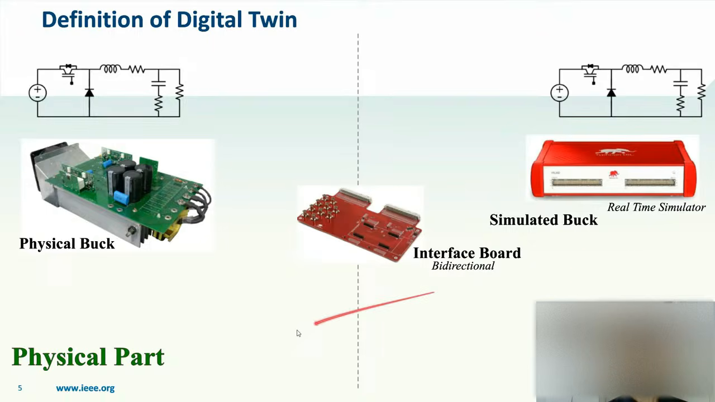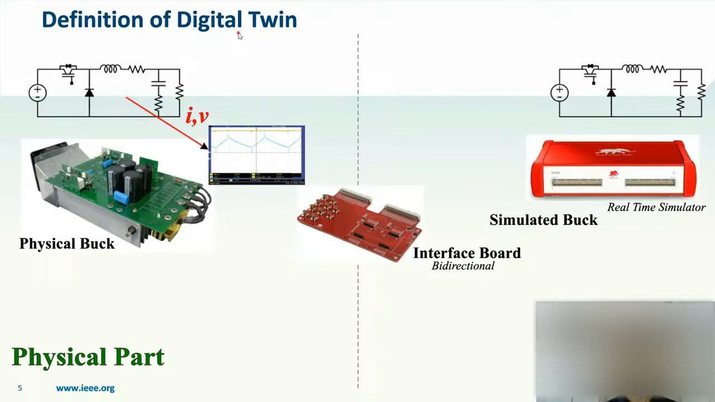Okay, two parts, the physical part, the virtual part, completely independent. I'm using the same parameters, but let's see how this will work as a digital twin. So let's grab here from the physical buck voltage and current.